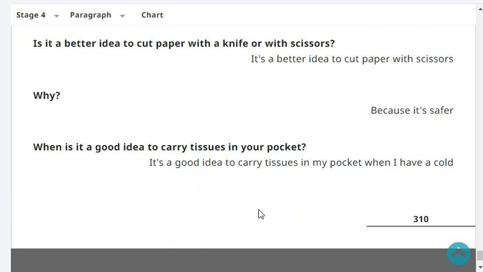When is it a good idea to carry tissue in your pocket? It's a good idea to carry tissue in my pocket when I have a cold.